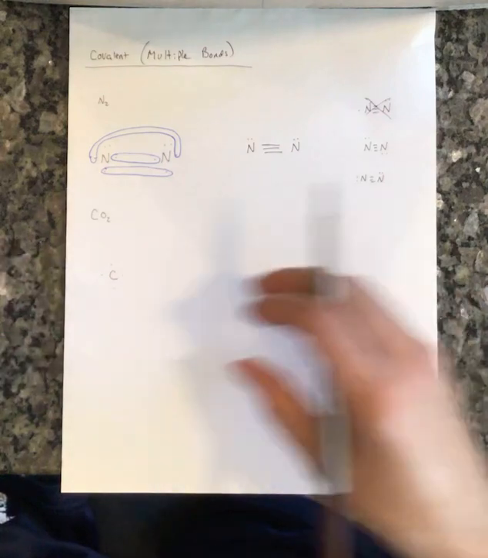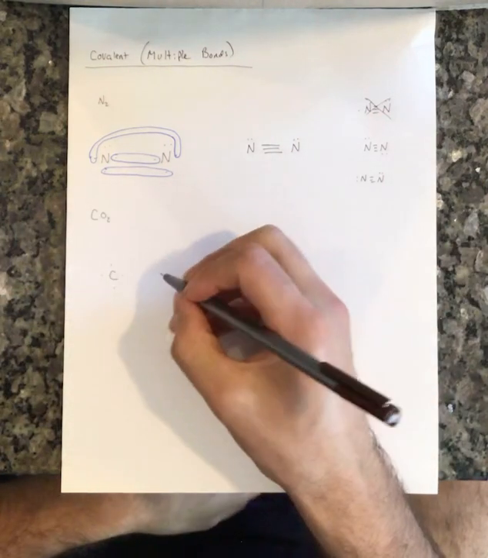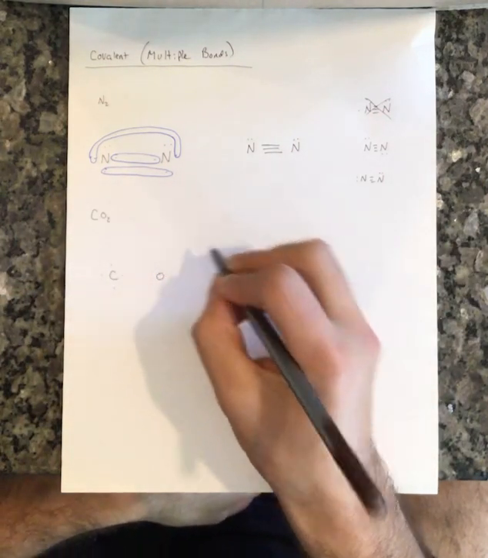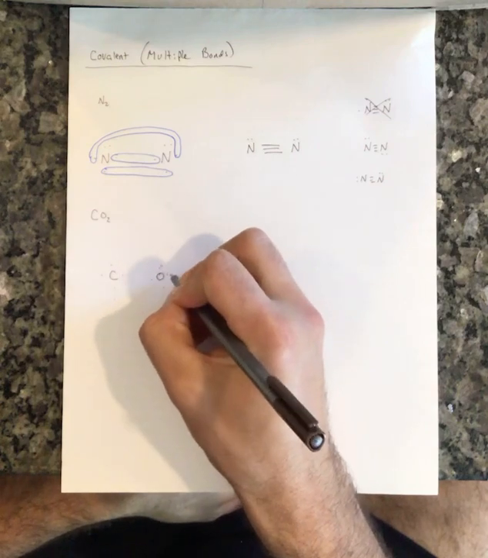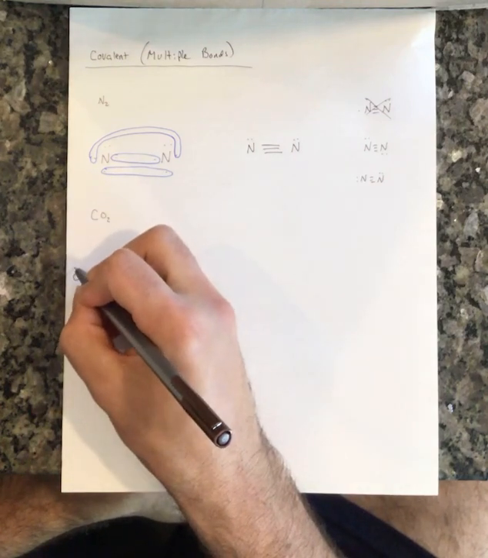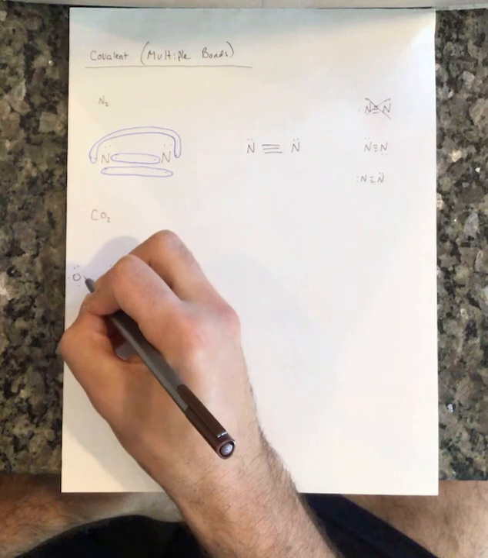Well, they're going to repel each other. So they're going to want to be on opposite sides. So I'm going to put one oxygen here. 1, 2, 3, 4, 5, 6. And one on the other side. 1, 2, 3, 4, 5, 6.